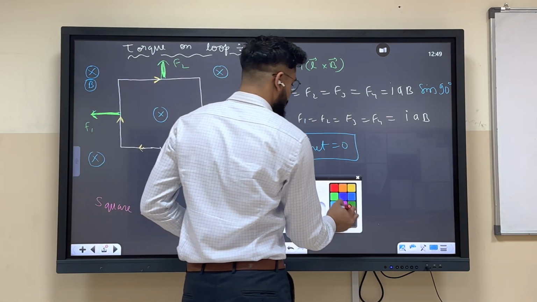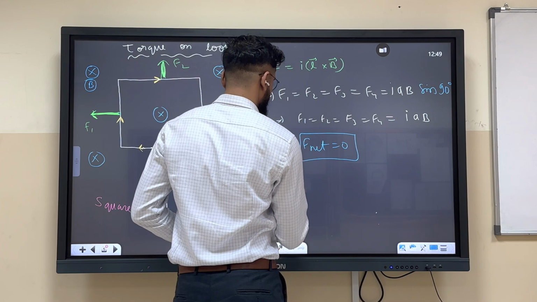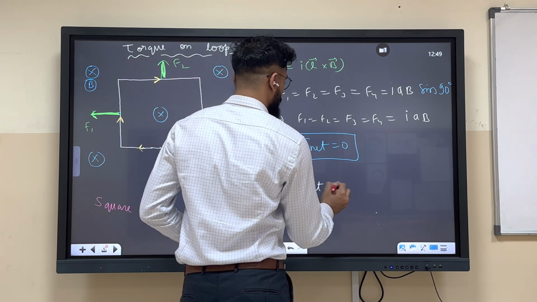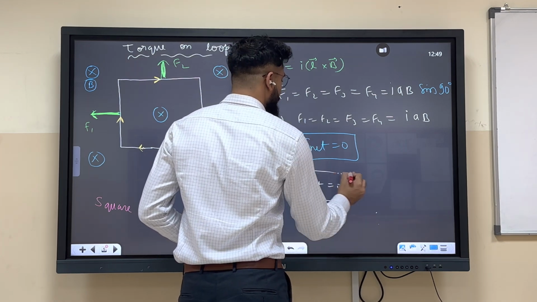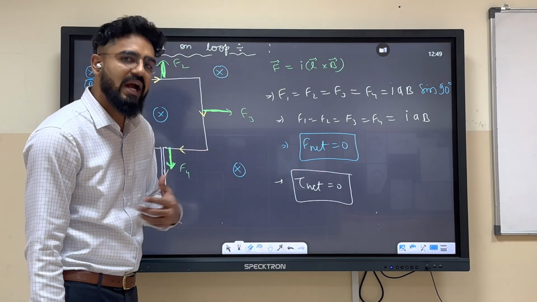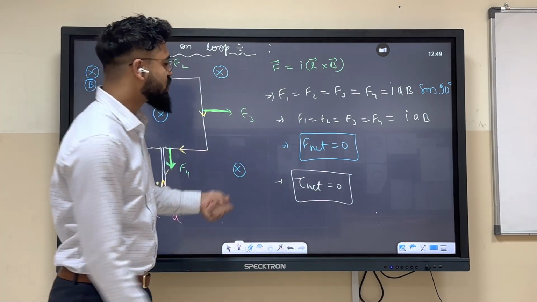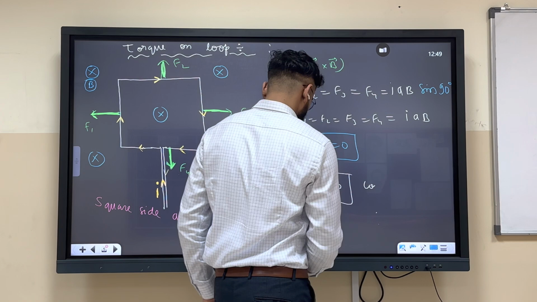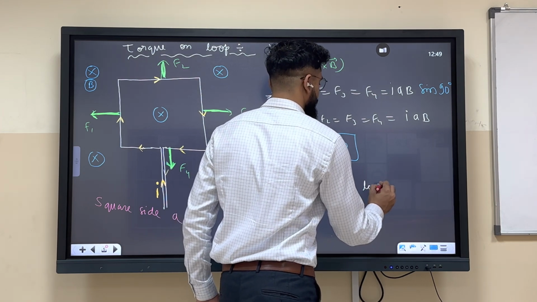So can we say torque net over here is 0. Why? Because of the observation, we find that the coil, or loop, was not rotating.